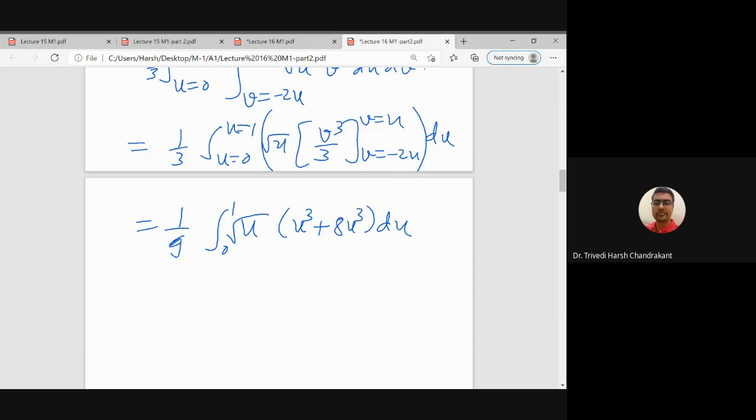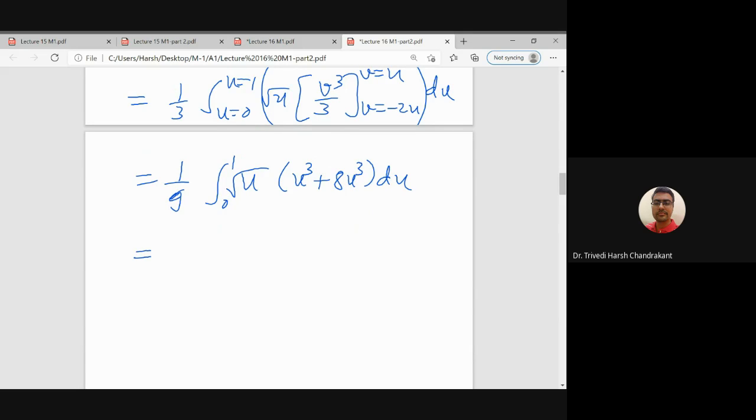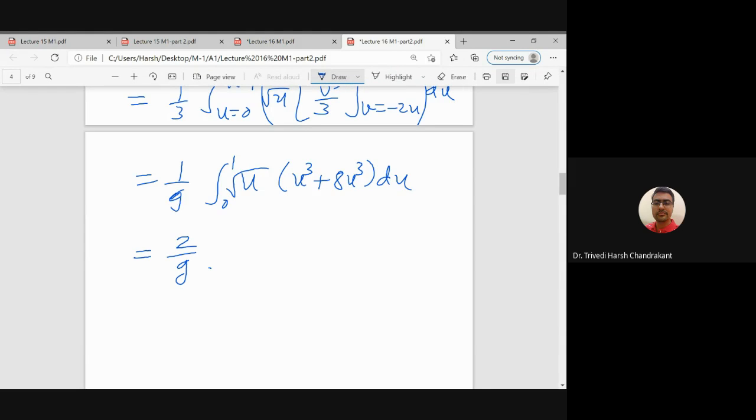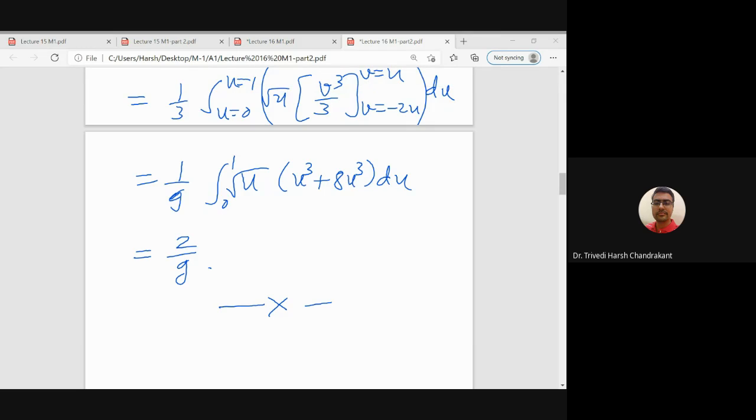Finally, this turns out to be the integral of one variable, and we can easily check the value is 2/9. Right, so this is one or two examples which we wanted to discuss regarding the change of variable of the function.